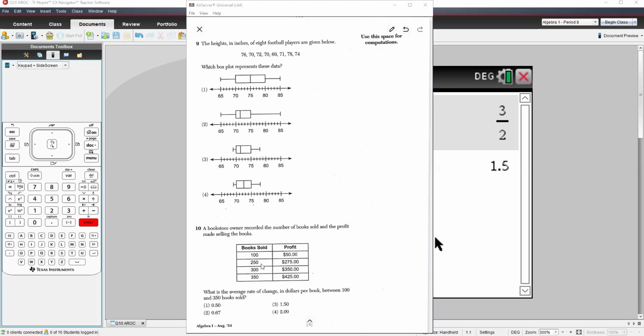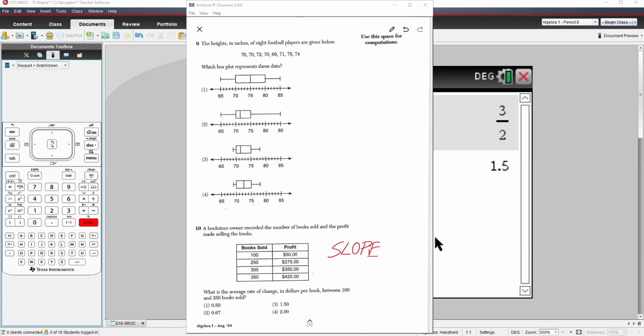Now, normally when you see a table, I tell you you should use a spreadsheet and just enter the data and come up with the equation. In this case, when you're trying to find the average rate of change, which is nothing more than the slope, you only use two of the pieces of data.